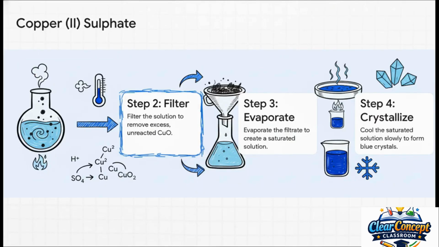So, here's our 4-step recipe. Step 1. Warm up some sulfuric acid and keep adding the black copper oxide powder until it just won't dissolve anymore. That's the signal that all the acid has been used up. Step 2. Filter the hot mixture to get rid of all that leftover black powder. Step 3. Gently heat the blue liquid that's left, the filtrate, to boil off some of the water and concentrate it. And finally, Step 4. Just let that solution cool down nice and slow. As it does, these amazing, vibrant blue crystals of copper(II) sulfate will magically appear.